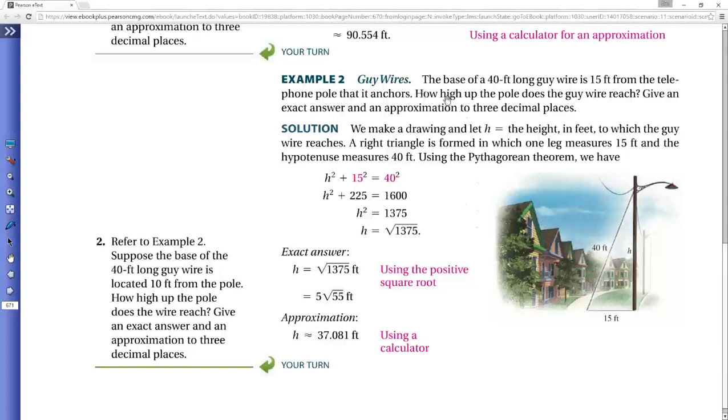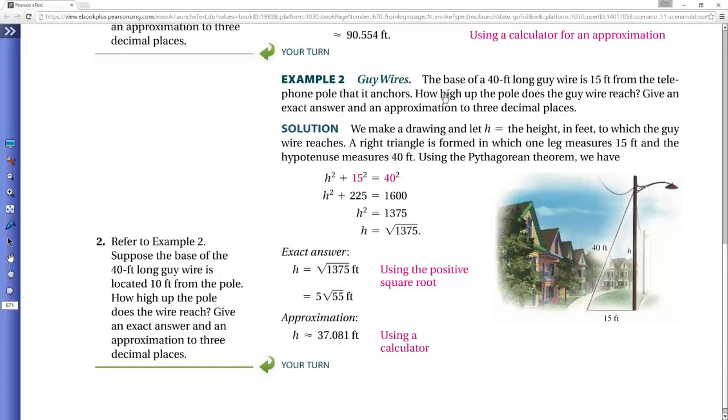They're looking at here, and this is a base of a 40-foot long guy wire is 15 feet from the telephone pole that it anchors. How high up the pole does a guy line reach? Okay, and so give the exact answer and approximate again here to 3 decimal places.